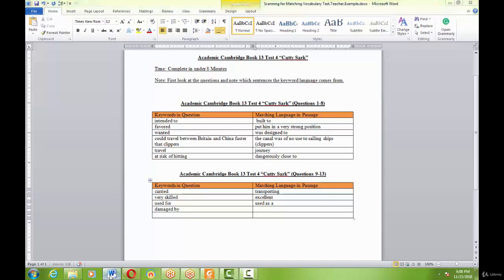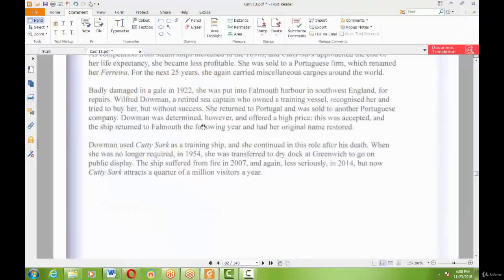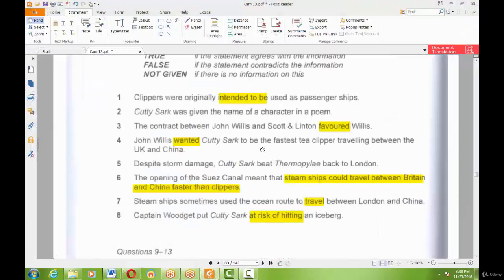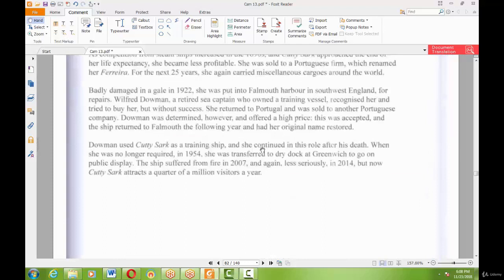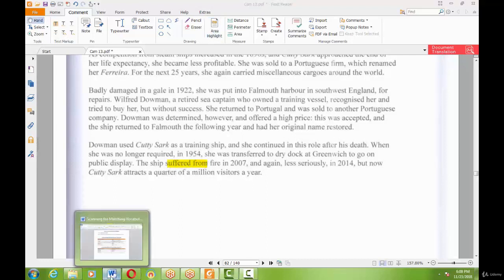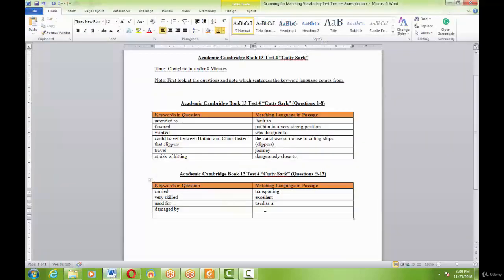And our final one is something about damaged by. Damaged by. Suffered from. Right? So once you find the right sentence, it's all about just scanning for that keyword language. Damaged by, suffered from. Right? But you have to work on the skill. You have to work on the skill of scanning.